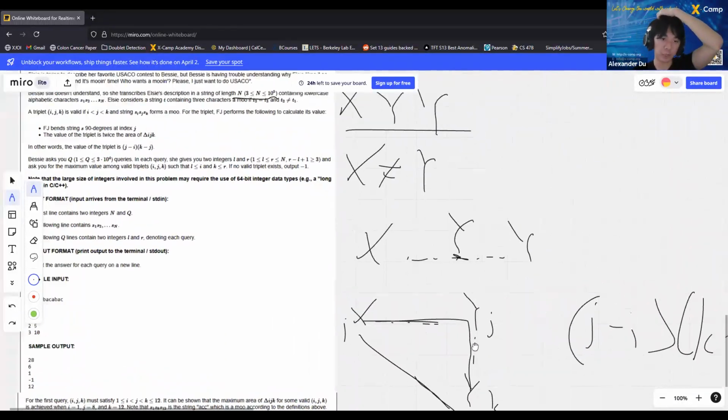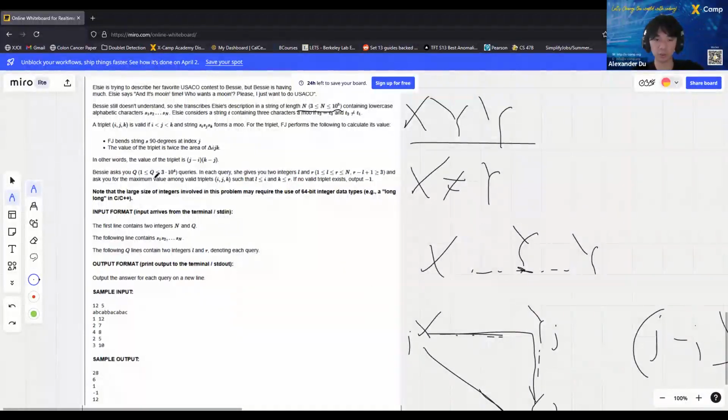Now we're given a bunch of queries, Q queries. Q is also pretty large, less than 3 times 10 to the fourth. In each query, we're given two numbers, L and R. And we want the maximum value among triplets i, j, k such that the triplet is strictly in between this range, and we're trying to get the maximum value. Or if it doesn't exist, we output -1.